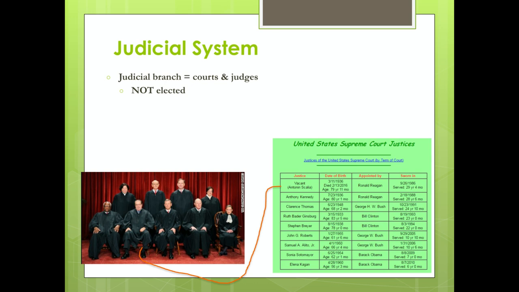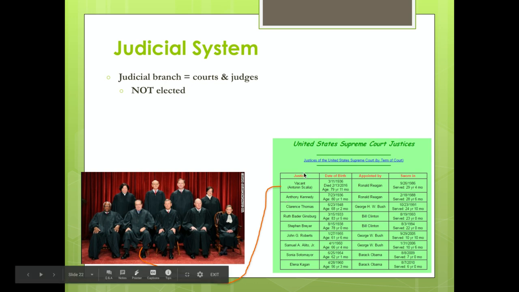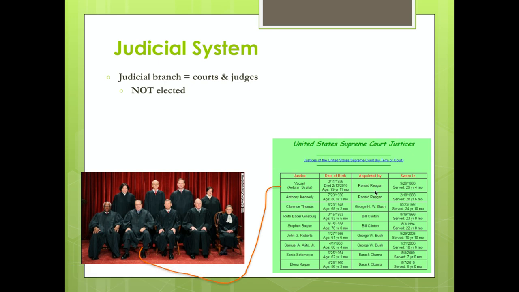Usually they are appointed. And you can look here on the right and you can see some of the Supreme Court justices and what president appointed them. The Supreme Court plays a major role for a lot of reasons, because when they're appointed, they're usually going to be people that carry the same views and ideas as the president who appointed them. So, when you're picked by one of these presidents, more than likely you're going to carry a lot of the same views and ideas of that particular president.